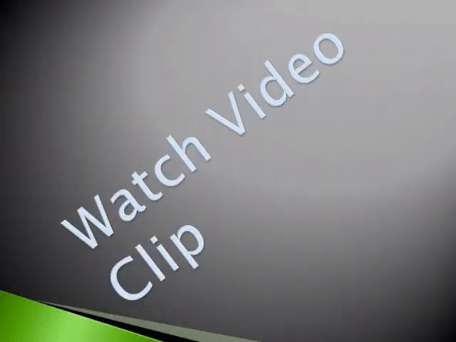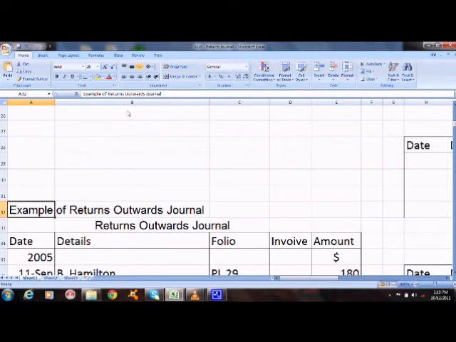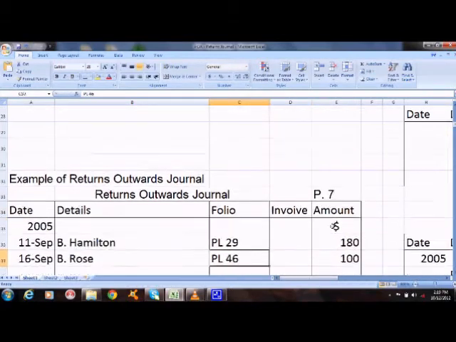Now watch these video clips, as they will show you how we deal with the returns outwards journal and the purchase ledger, and how we post to the returns outwards account in the general ledger. Watch carefully. Let us now look at an example of how the returns outwards journal works. As I said before, the source document for the returns outwards journal is the debit note, and we are dealing with page 7 of the returns outwards journal.